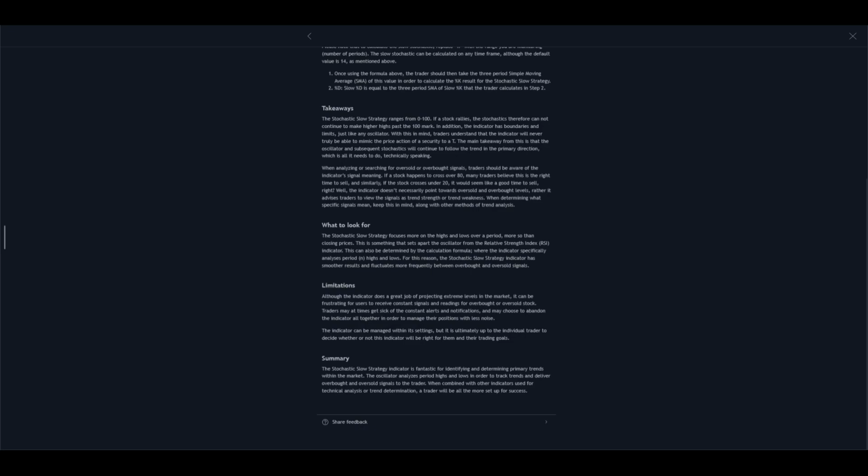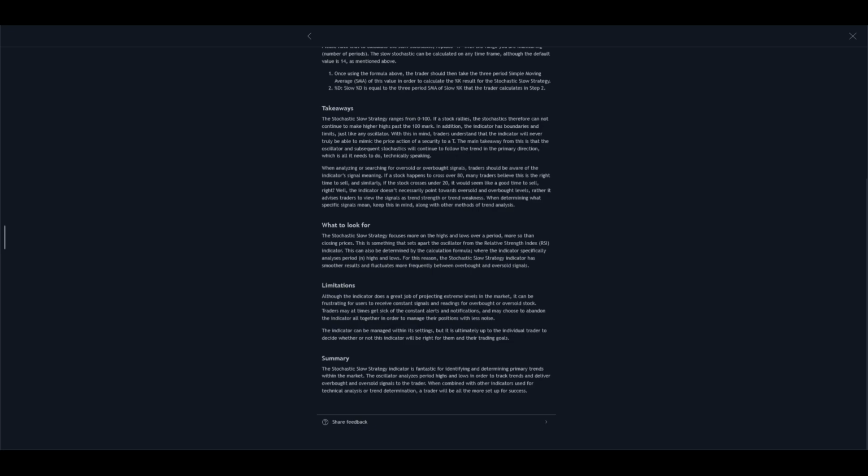Although the indicator does a great job of projecting extreme levels in the market, it can be frustrating for users to receive constant signals and readings for overbought or oversold stock. Traders may at times get sick of the constant alerts and notifications and may choose to abandon the indicator altogether in order to manage their positions with less noise. The indicator can be managed within its settings, but it is ultimately up to the individual trader to decide whether or not this indicator will be right for them and their trading goals.